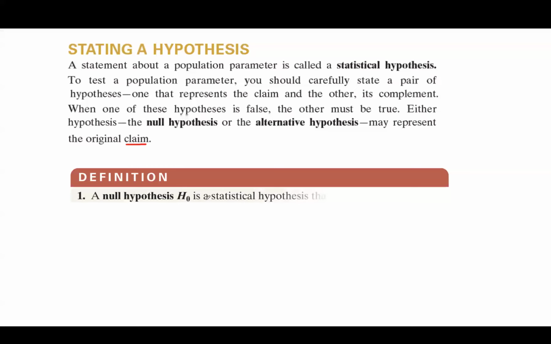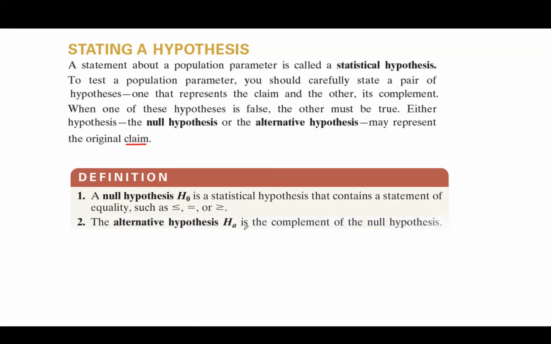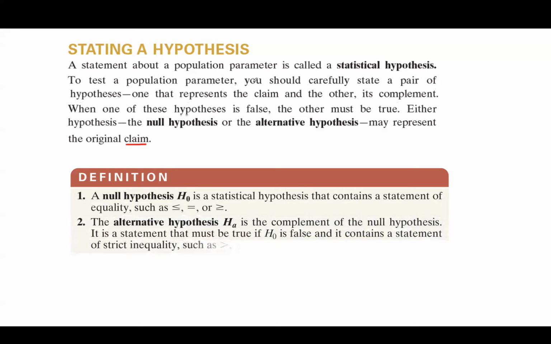What is a null hypothesis? A null hypothesis, or H sub 0, is a statistical hypothesis that contains a statement of equality, such as less than or equal to, more than or equal to. The alternative hypothesis, H sub A, is the complement of the null hypothesis. It's a statement that must be true if the null is false, and it contains a statement of strict inequality, like more than, not equal to, or less than.